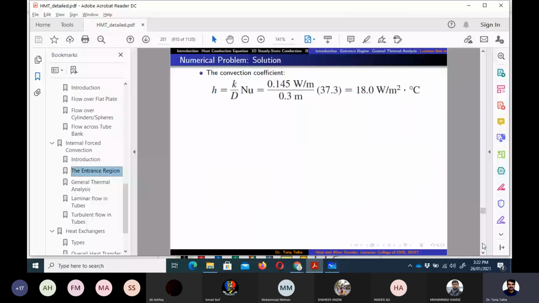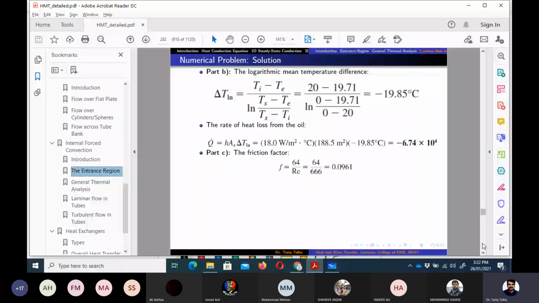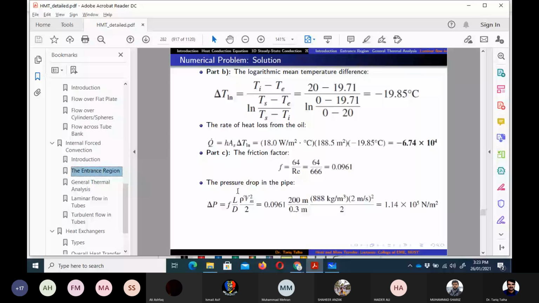I have shown it on this slide. First of all, we calculate the friction factor, 64 upon Reynolds number. We know Reynolds number from part A, so it comes out to be 0.0961. Then we can calculate delta P by the formula I have mentioned, and here it should be rho, not mu. That was in the slide, and it was also incorrect in the book. So please make this correction. It should be rho, not mu here.